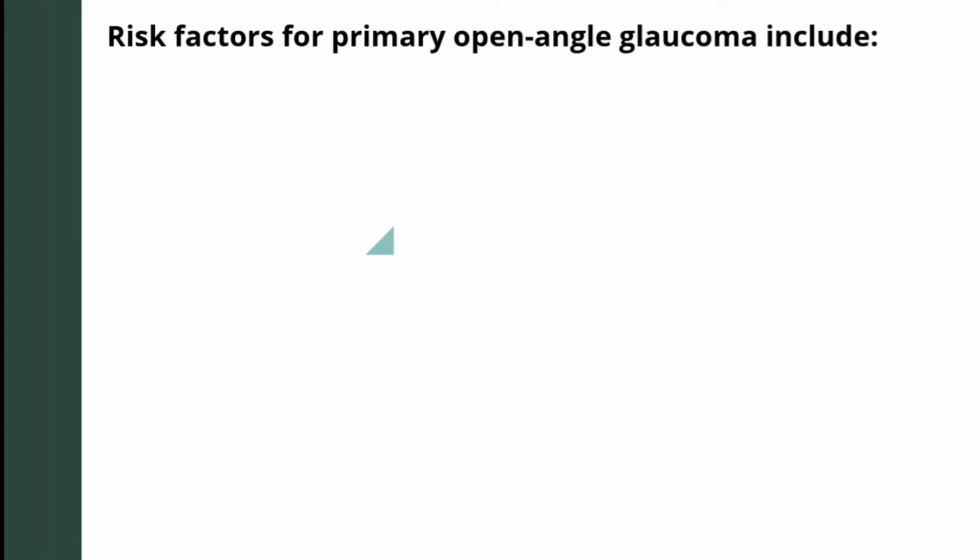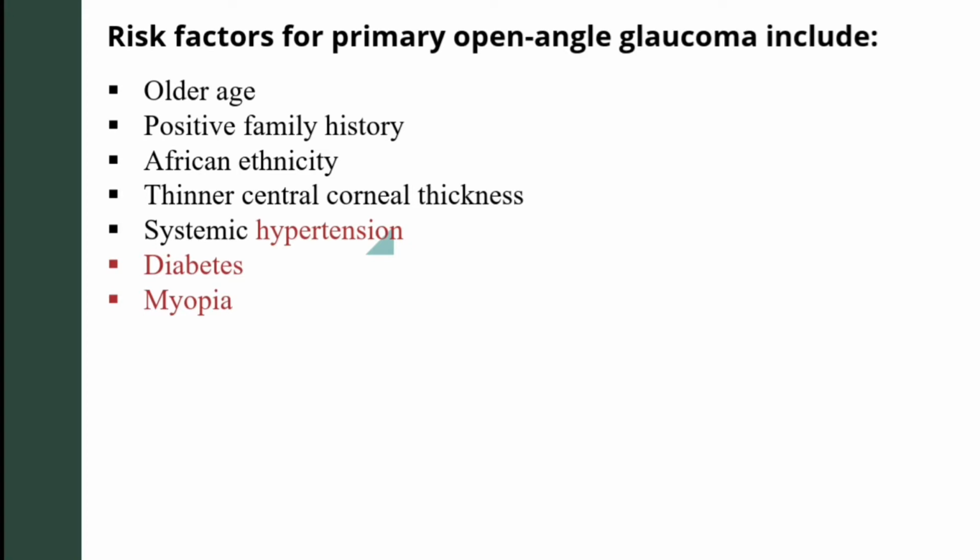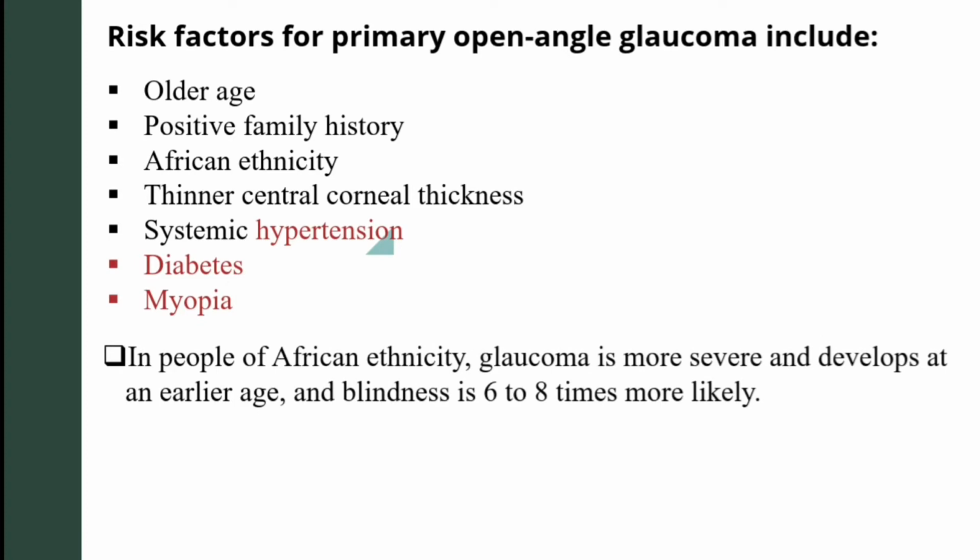Okay, let's talk about some risk factors. Risk factors for primary open angle glaucoma include the following. Firstly, older age, which is very important. Other risk factors include positive family history, African ethnicity, very important, thinner central corneal thickness, systemic hypertension, diabetes, very important, and myopia. In people of African ethnicity, glaucoma is more severe and it develops at an earlier age. In addition to that, blindness is 6 to 8 times more likely in people of African ethnicity.